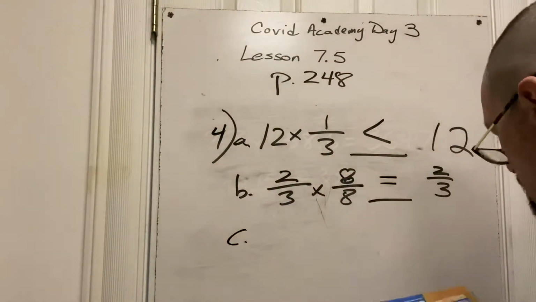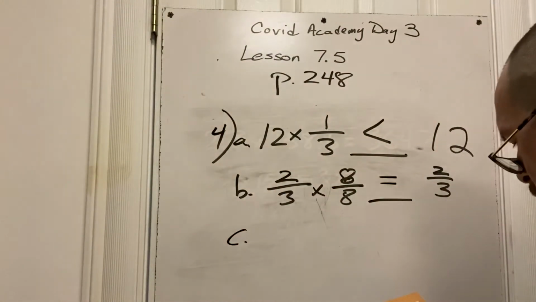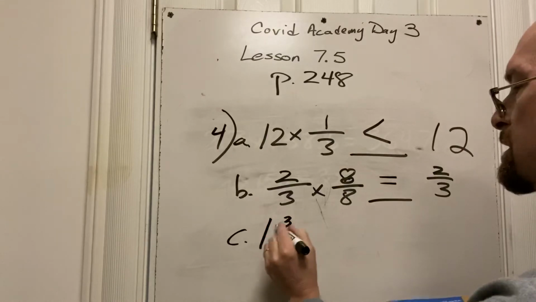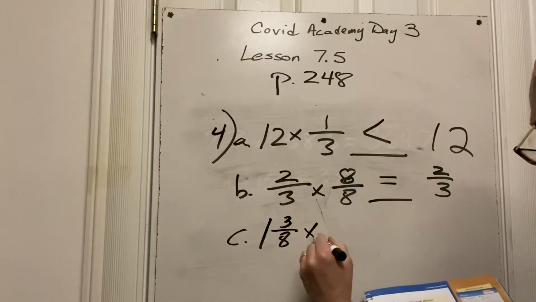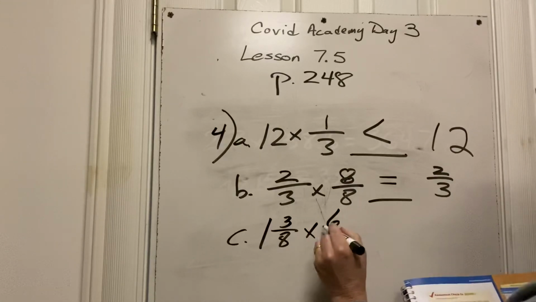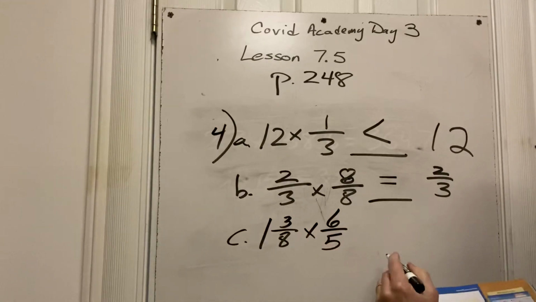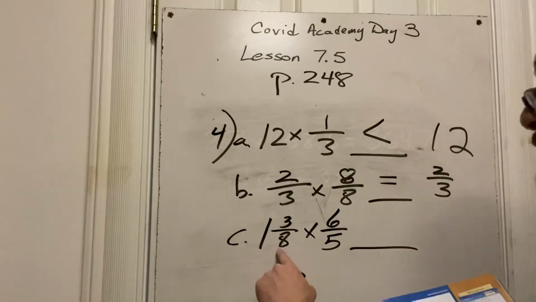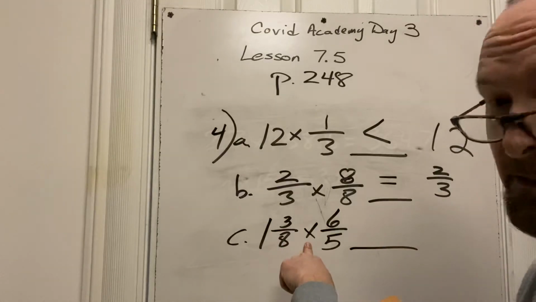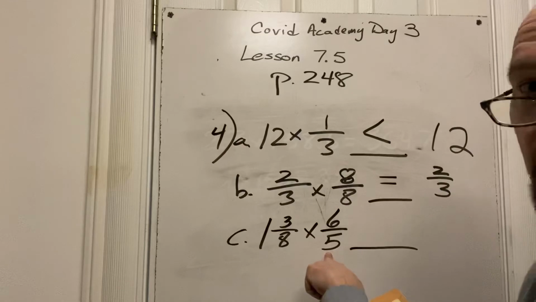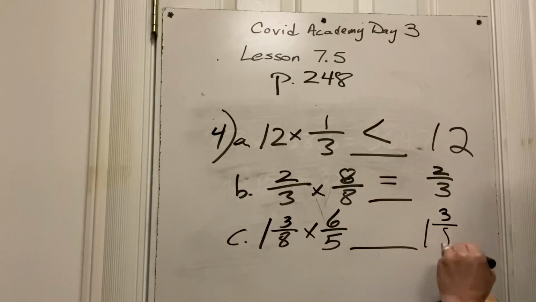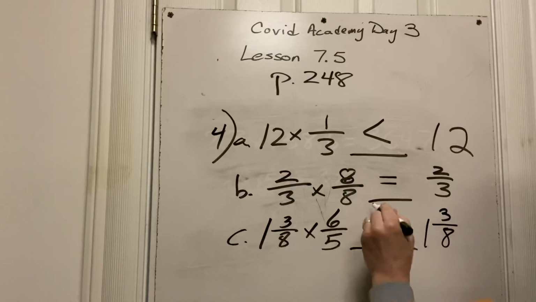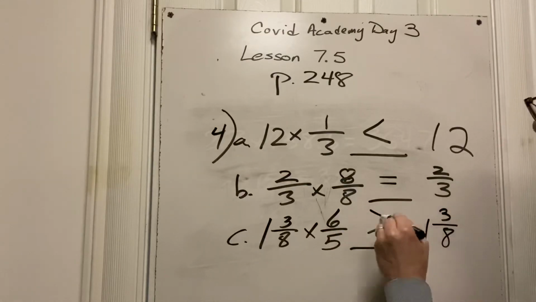And now let's do the last one for this. 1 3/8. So we're starting out with something a little bigger than 1, and we're multiplying it times something that is bigger than 1. 6/5 is bigger than 1. When you multiply anything times something bigger than 1, the answer gets bigger. So if we're comparing it again to 1 3/8, this has got to be bigger.